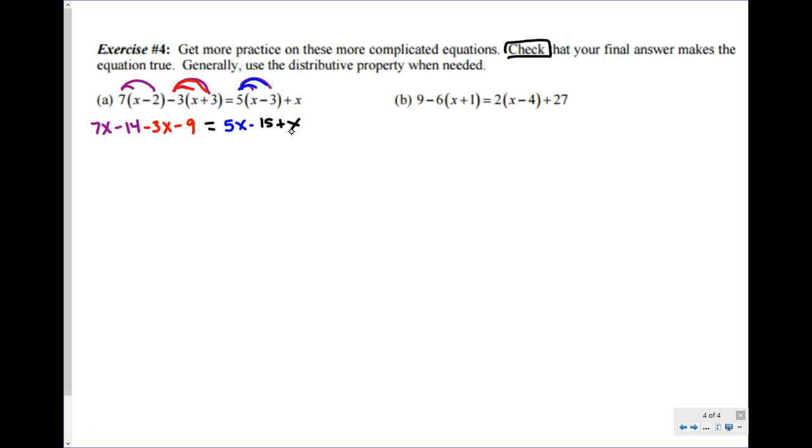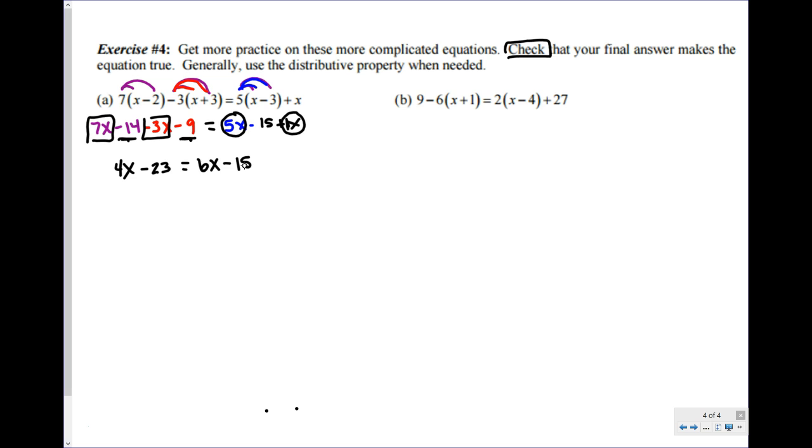Okay, now we can combine like terms, so I'm going to combine on the left side. I've got a 7x and a negative 3x, and I've got a negative 14 and a negative 9. So 7x and negative 3x combines into 4x, and the negative 14 and the negative 9 combine into a negative 23. That's the left side. On the right side, my 2 like terms are the 5x and the... How many x's is this right here? Well, there's an invisible 1, so I can put a little 1x there and know that 5 plus 1 will give me 6x, and then just carry down the negative 15.